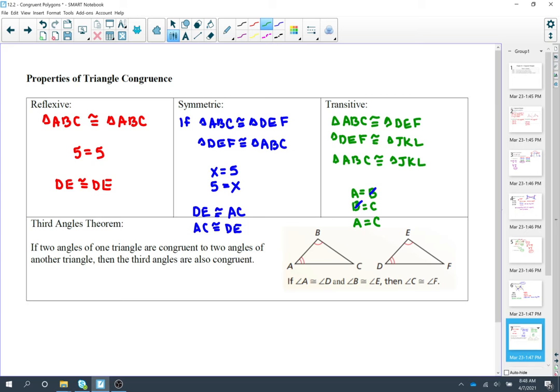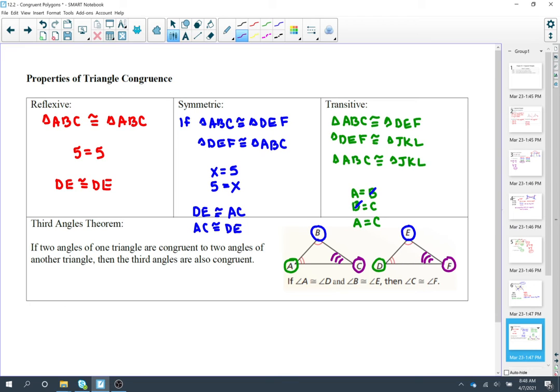That's your transitive property. The third angles theorem: if two angles of one triangle are congruent to two angles of another triangle, then the third angle must also be congruent. So if we look at our picture, we can see that angle A is congruent to angle D. They're the same measure. We can also see that angle B is congruent to angle E. Well, what this theorem is saying is that if these two angles are congruent, then we can conclude that angle C is congruent to angle F.